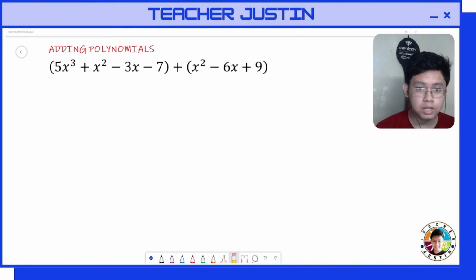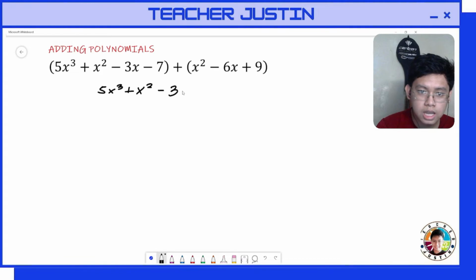So first thing that we need to do is to line up our polynomial. So we have here our first polynomial to be added to this polynomial. So let's write them in vertical form, so that will be easier for us to add our polynomial. So our first polynomial is 5x cubed plus x squared minus 3x minus 7. That's our first polynomial. Next, we will add this to our second polynomial.